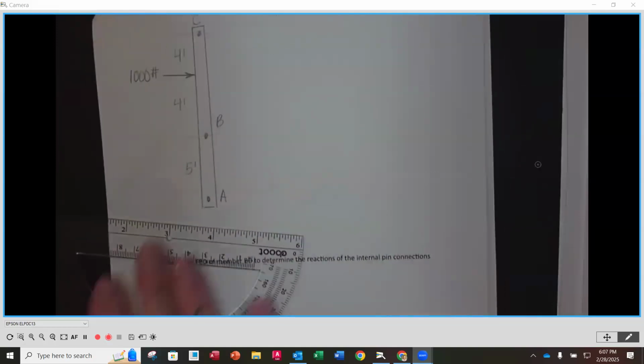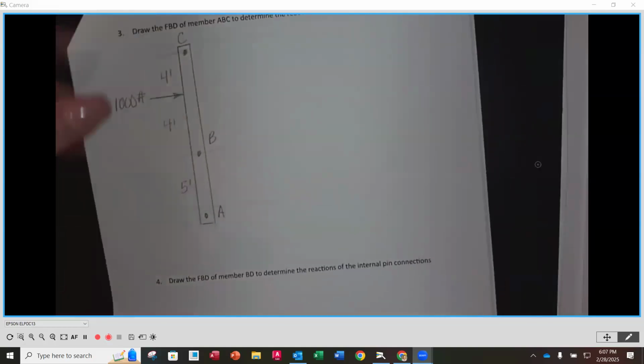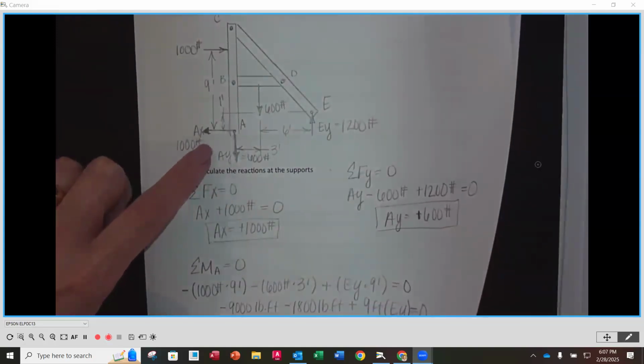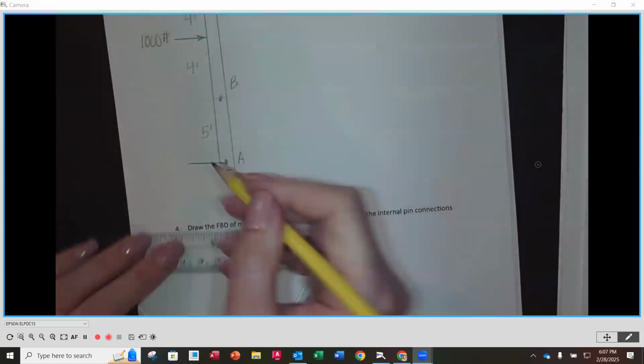At A, we're going to use the same magnitudes and the same directions as we established in the together frame. So we have AX going to the left as 1,000, and then we had AY going down at 600.